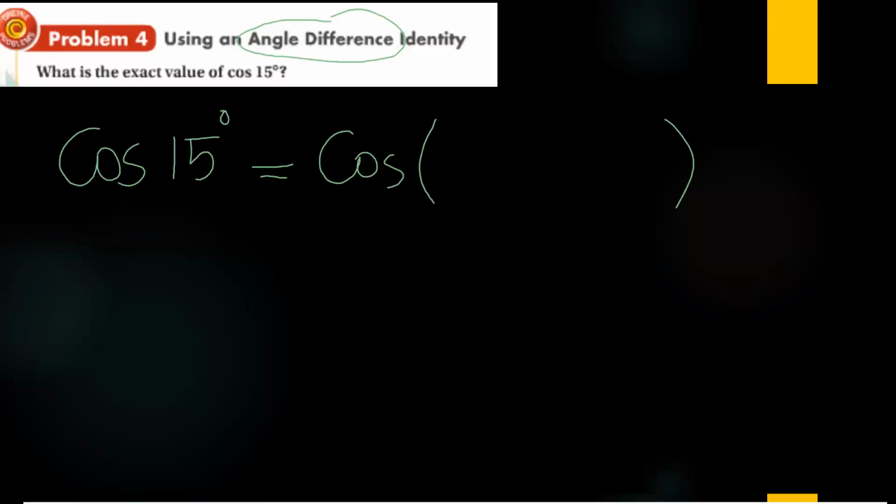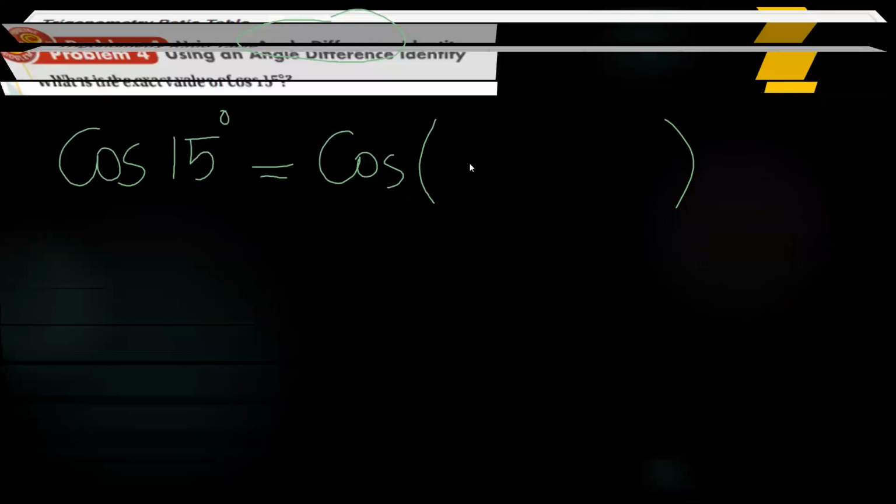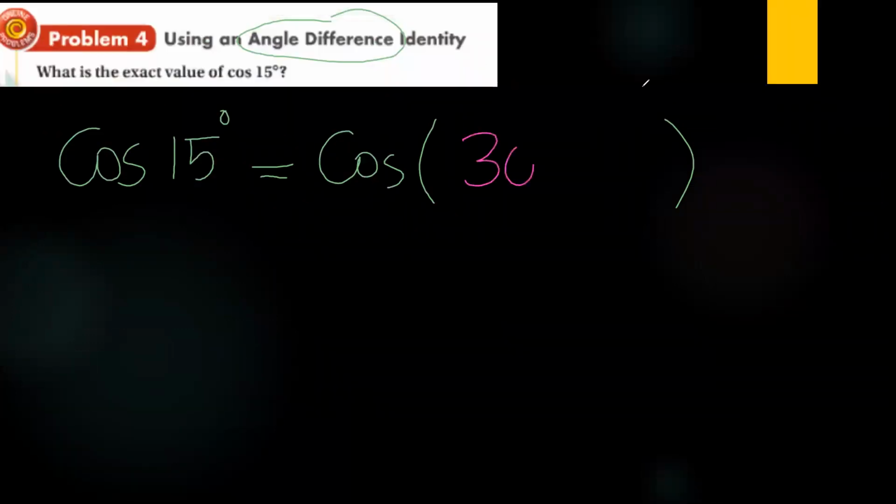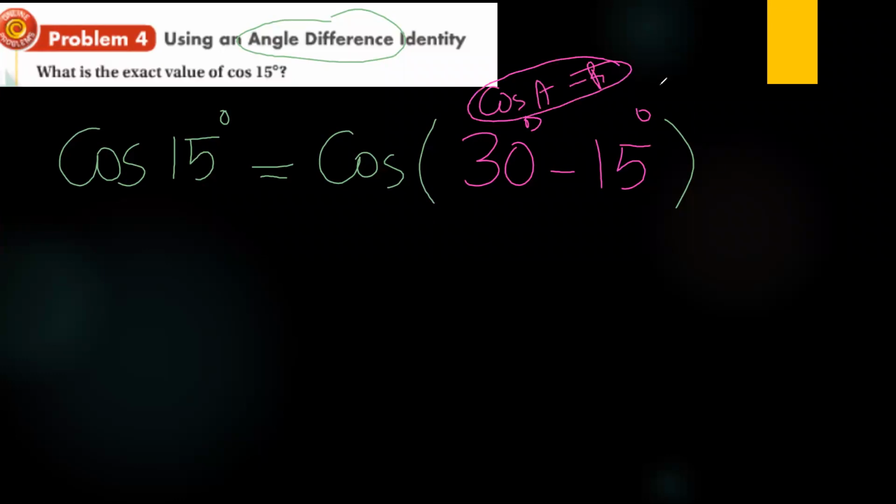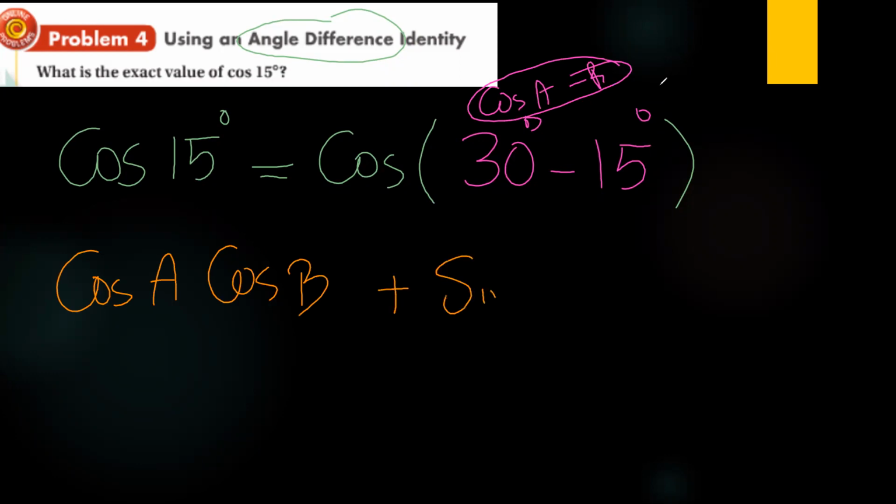So this is the first step. I wrote it as cosine of A minus B. Then let's rewrite the formula. Remember that cosine of A minus B will be cosine of A, cosine of B, and the cosine cancels the minus, so plus sine of A, sine of B.